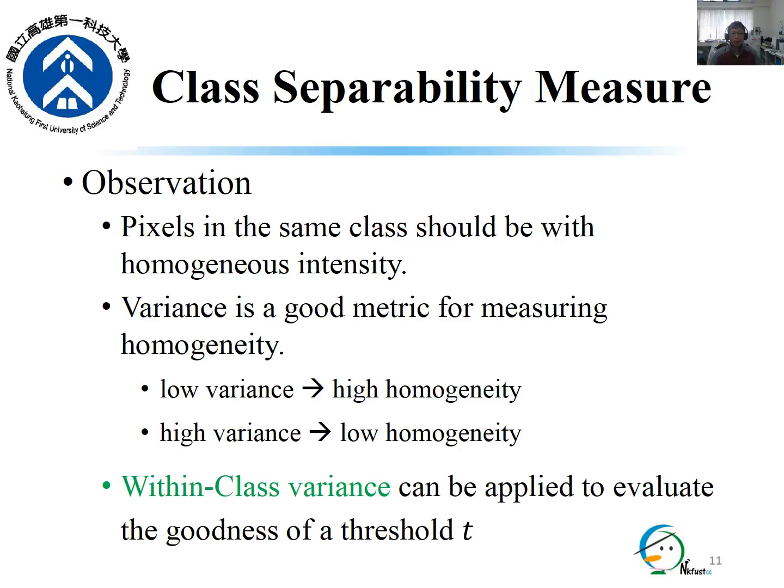According to observation, pixels in the same class should have homogeneous grade levels. Therefore, grade level homogeneity can be used to measure the effectiveness of a class. Variance is a good and widely used metric for measuring homogeneity. Low variance means high homogeneity and vice versa. Accordingly, within-class variance used in discriminant analysis can be applied to evaluate the goodness of a threshold T.